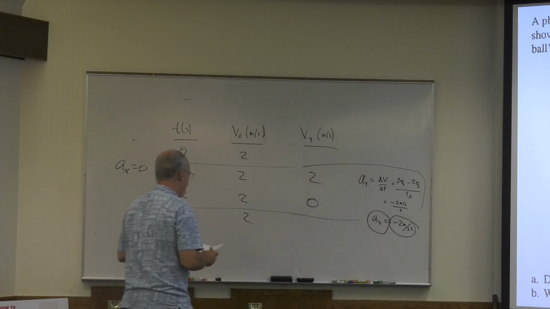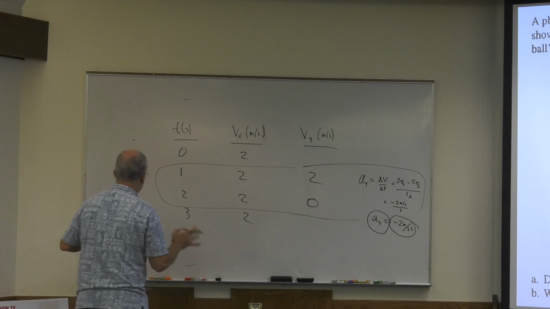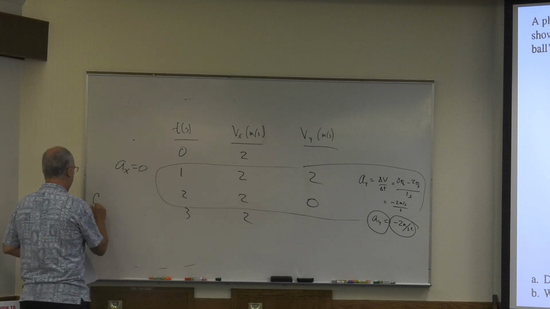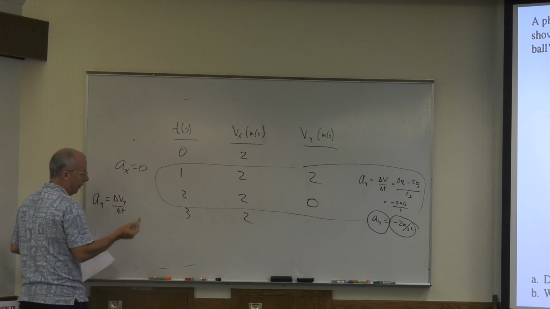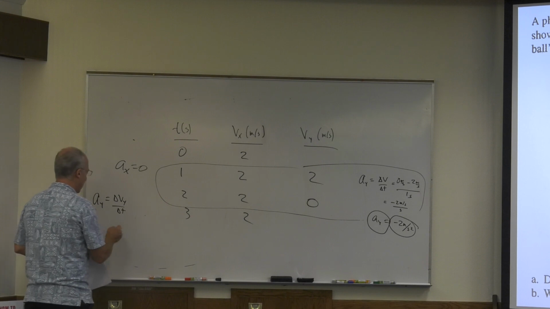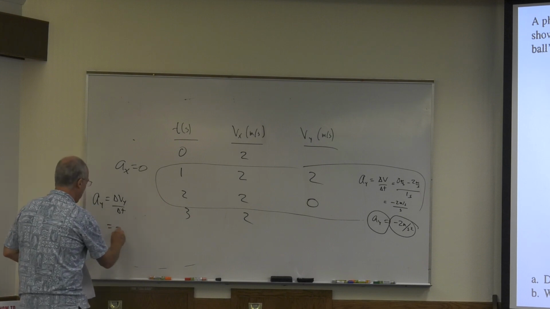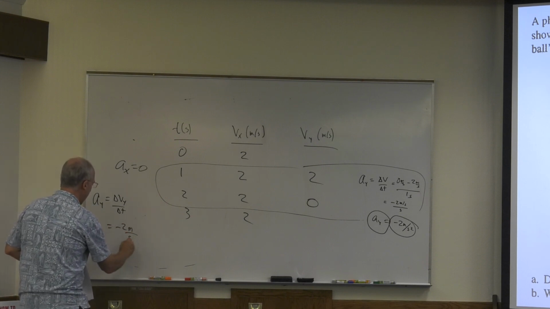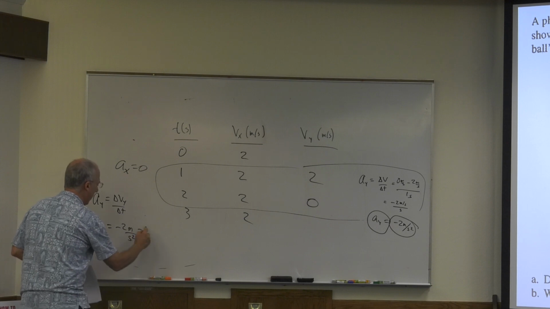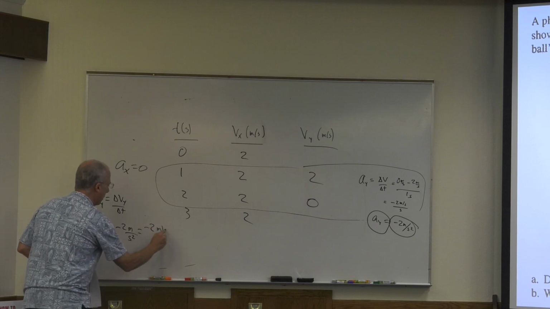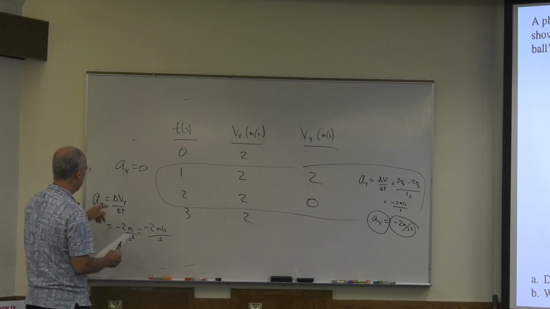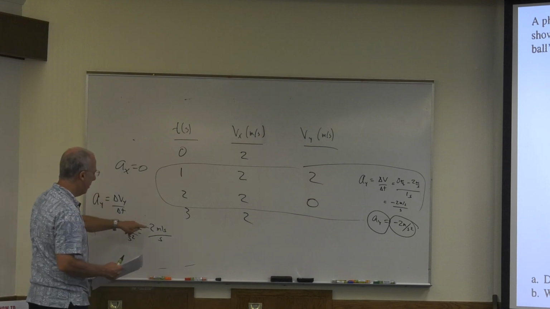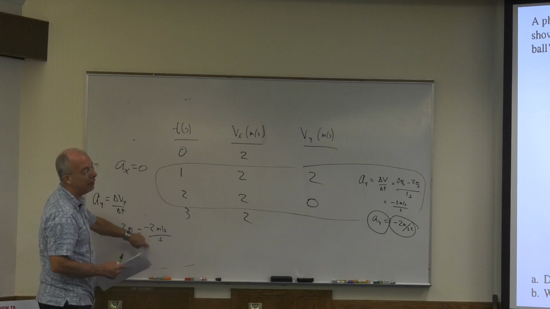And again, don't forget the basics. So a sub y is delta Vy over delta t, right? And we just figured out that it's minus 2 meters per second squared, but we can write that as minus 2 meters per second every second. So that means that the velocity changes by minus 2 meters per second every second.